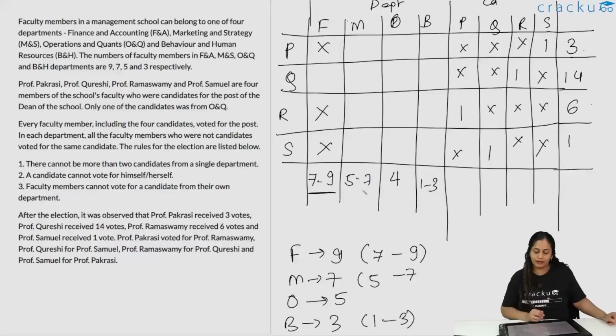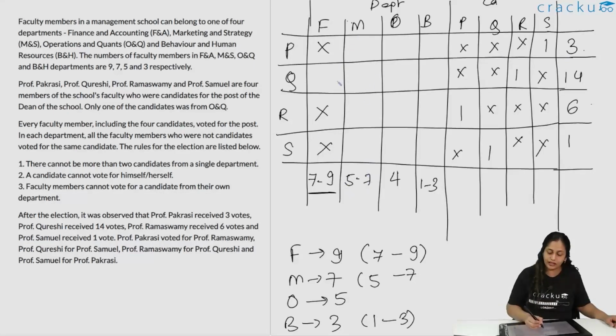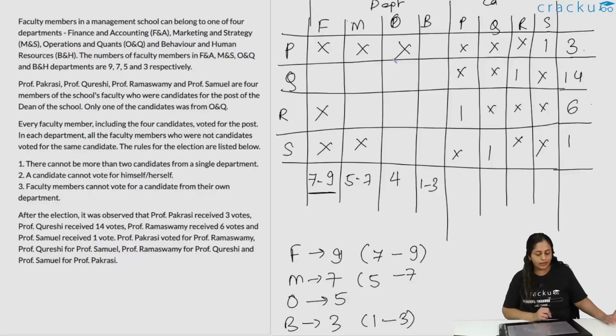Now consider M and S. Can they vote for somebody? So 1 vote is already over here. So from departments, you need 2 votes. There are 2 votes and this is 5 to 7. So this is definitely not the case. This is 6. So 5 to 7 could possibly work. This is 1. So this is also definitely not the case because this is 5 to 7 votes. Consider this is 4 votes. 4 votes basically means that if you put 4 over here, 4 plus 1, this will become 5. So O and Q department definitely didn't vote for Pakrasi. So this is also gone.